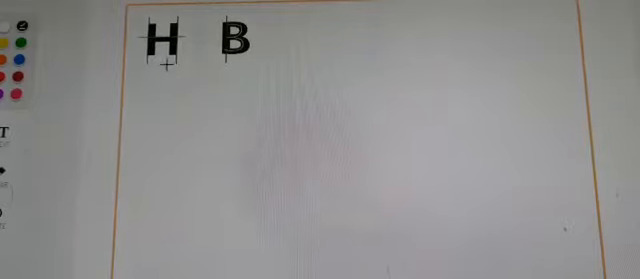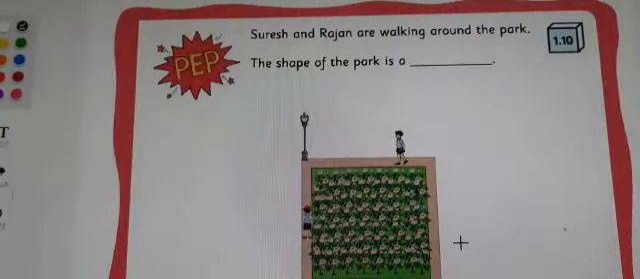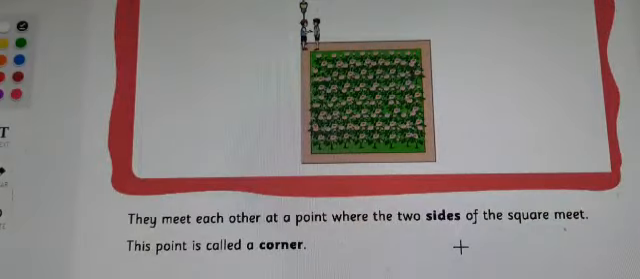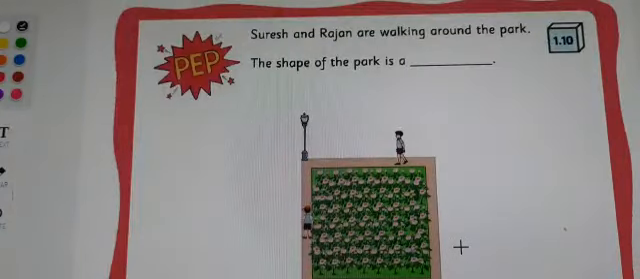See here, they have given H and B and they followed the instructions, the color code given in the previous page. Now, we'll move to the PEP activity given in page 9. Today we are going to concentrate on pages 9 to 12.